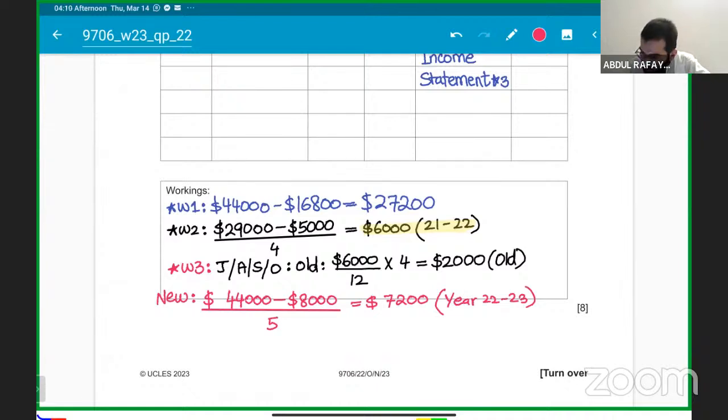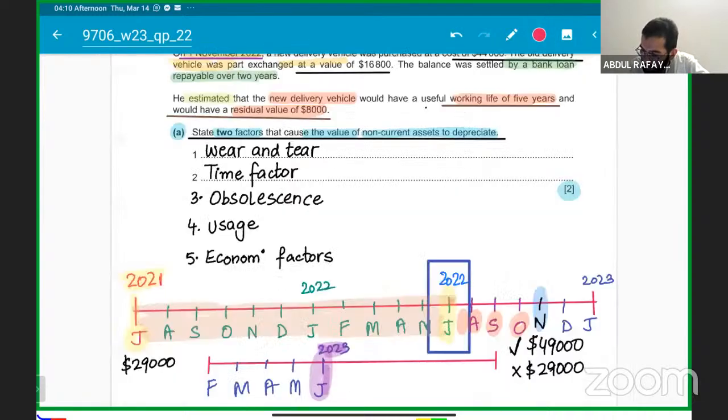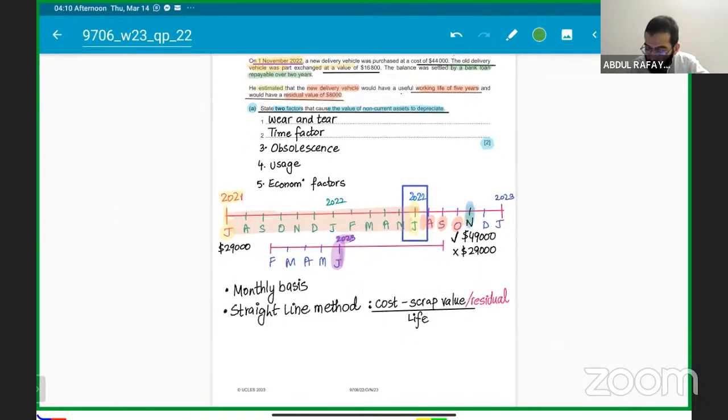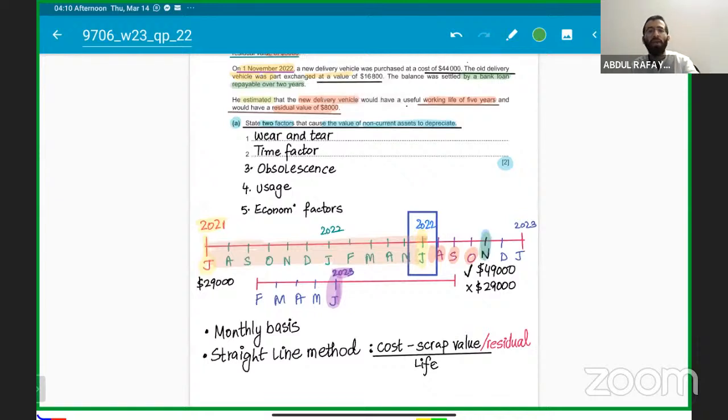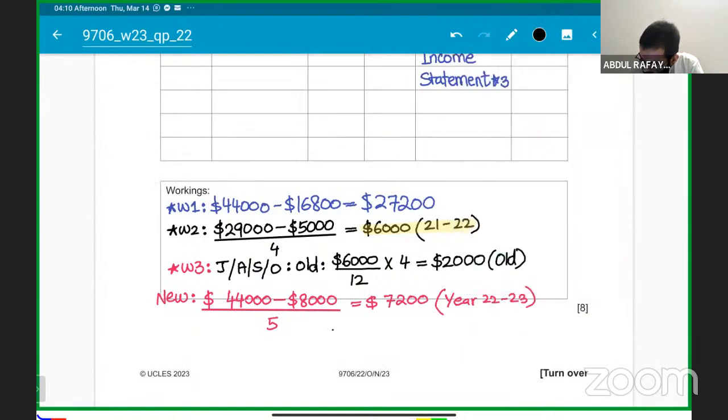So again, you will ask how much we have to charge for this. Follow carefully. Let's use the green highlighter. The new vehicle is purchased on 1st November. So it will be November 22, December 22, January 2023, February 23, March 23, April 23, May 23, and June 23. So 8 months will be charged for the new vehicle depreciation. So it will be 7,200 divided by 12 because it is the whole year depreciation, and it will give the per month amount, multiplied by 8. That will give you the total value for this.